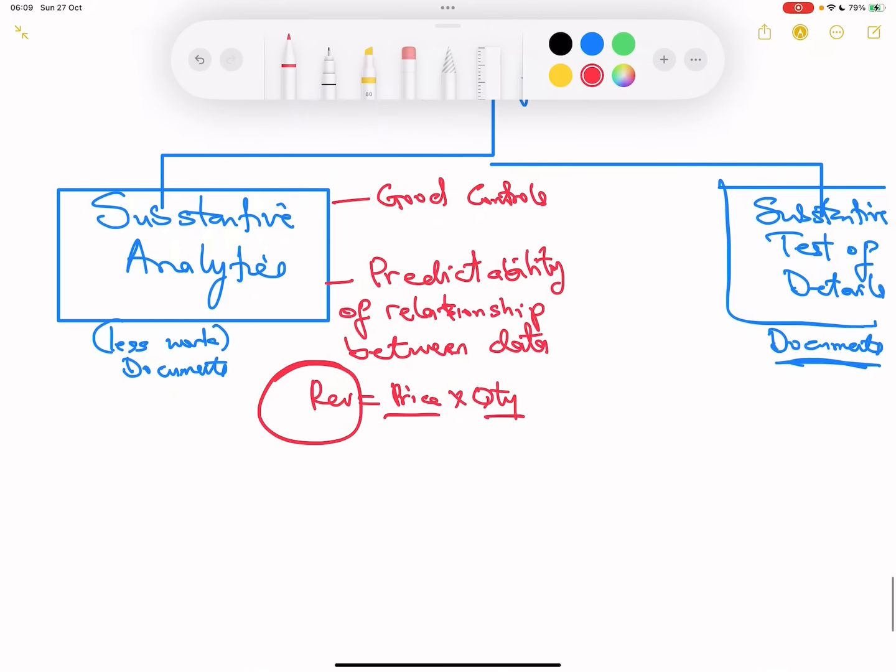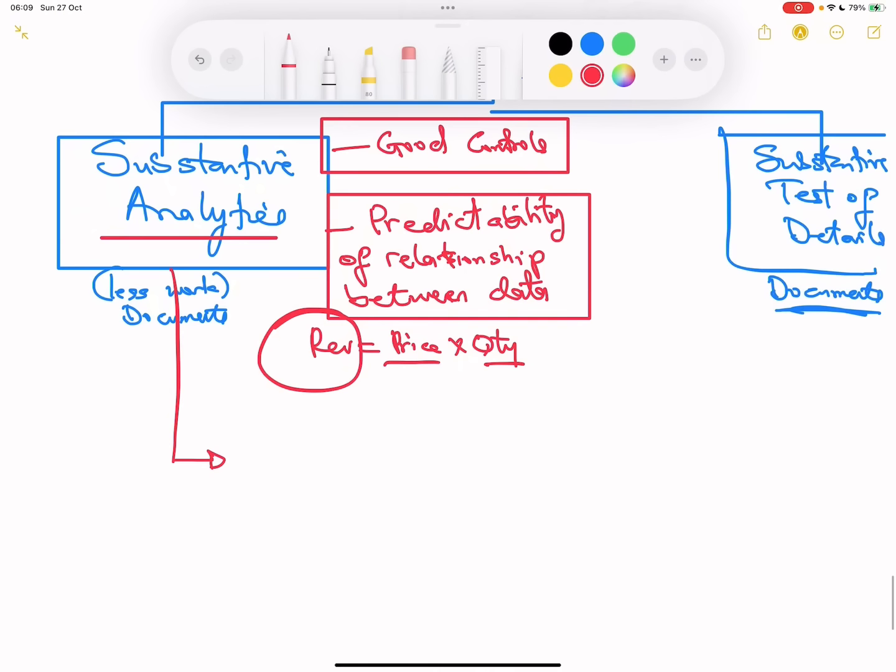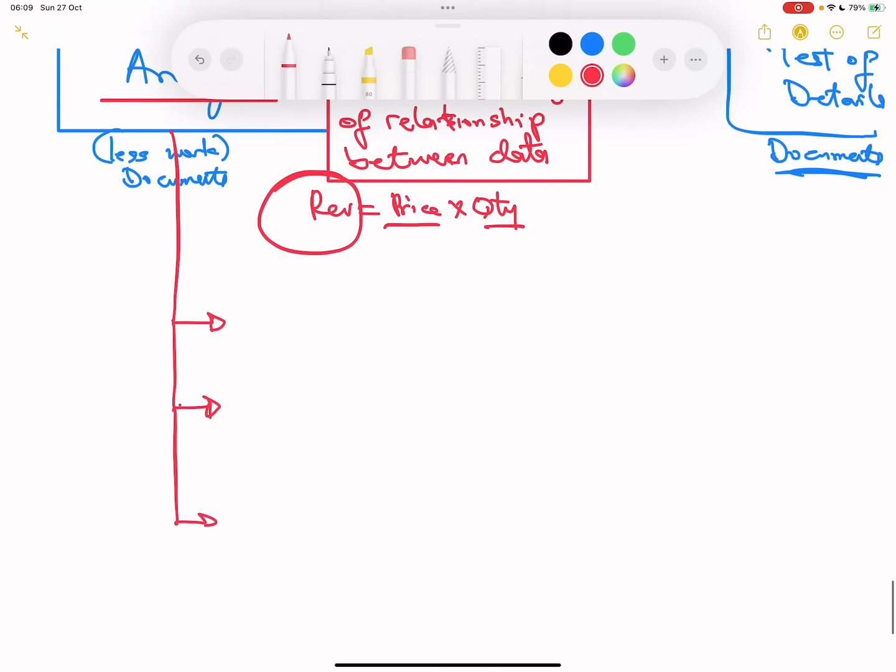And once these two criteria are met, and you decide to do substantive testing, analytics, then there are different examples of analytics that you can do. In fact, there are 4. You choose whichever you want to use. And the first one is trend analysis, and that is trend analytics.